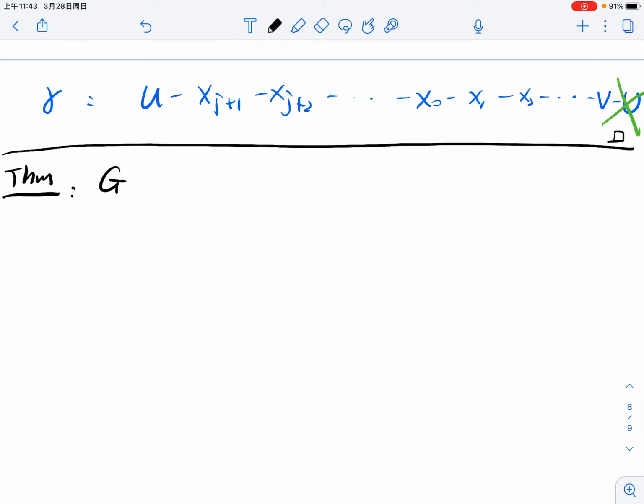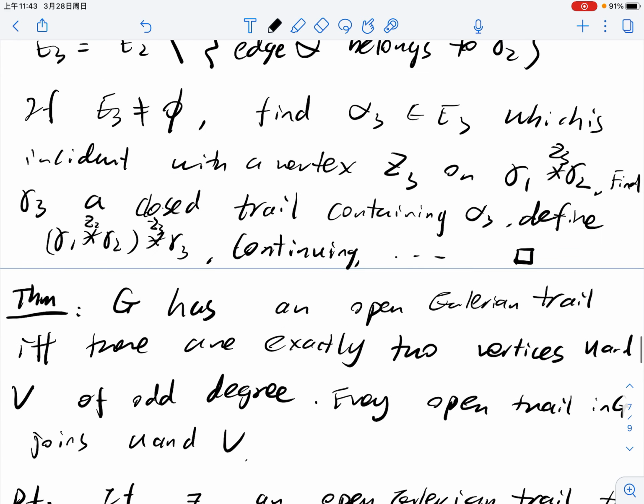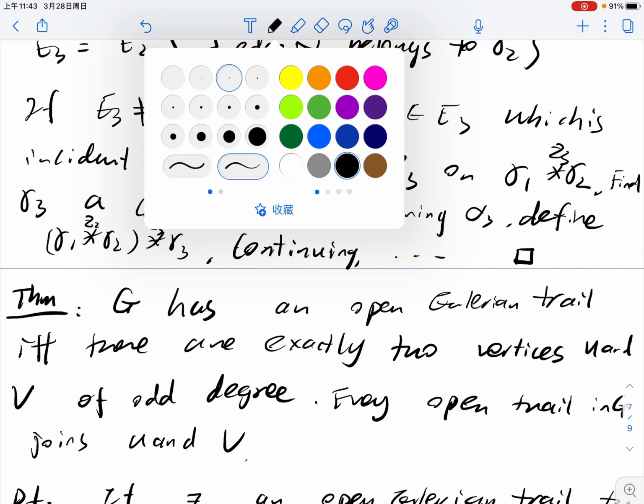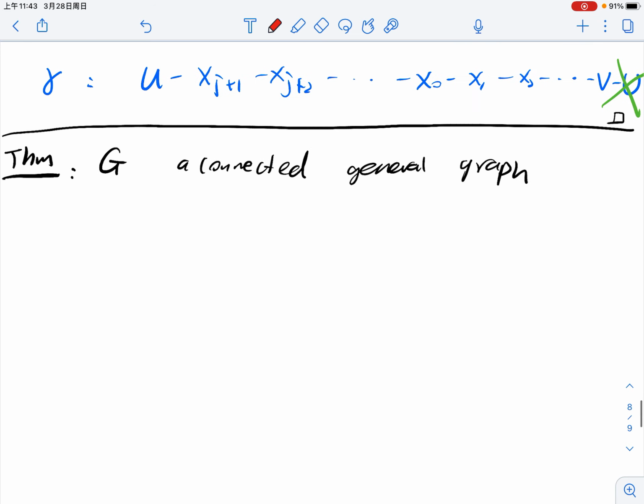Okay, and if you are brave enough, you can generalize it to the following theorem. Let G be a connected general graph. Okay, I can't remember if I omitted one important condition here, that G is connected. Otherwise, you have a counterexample.